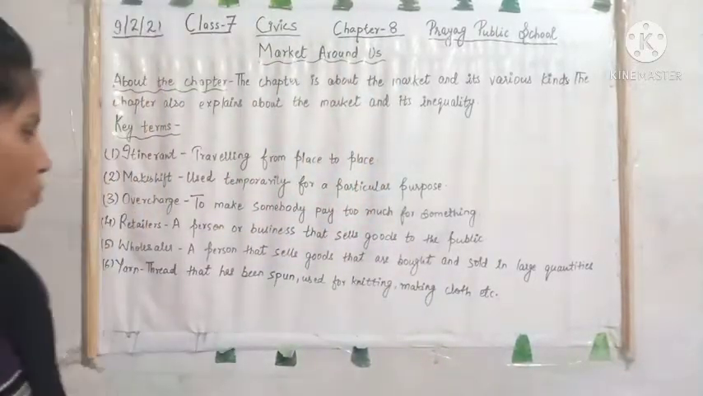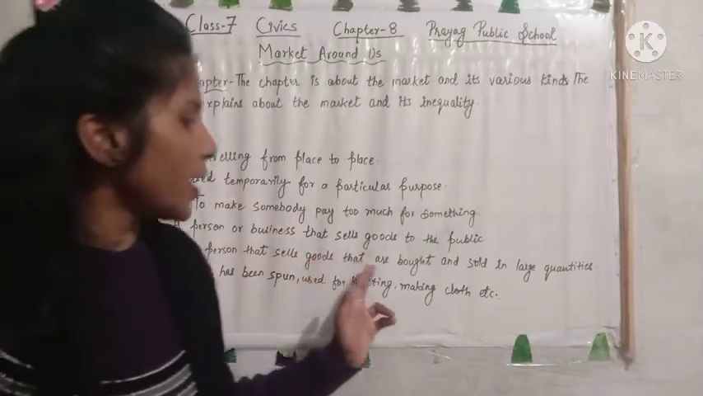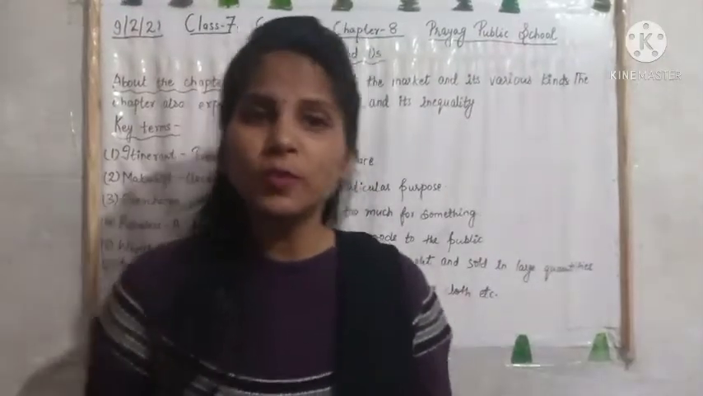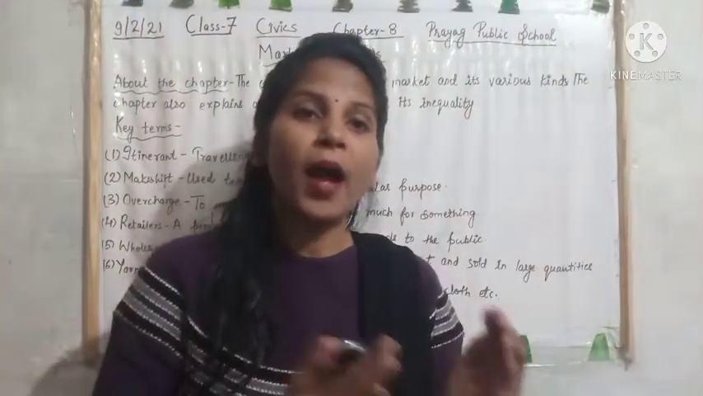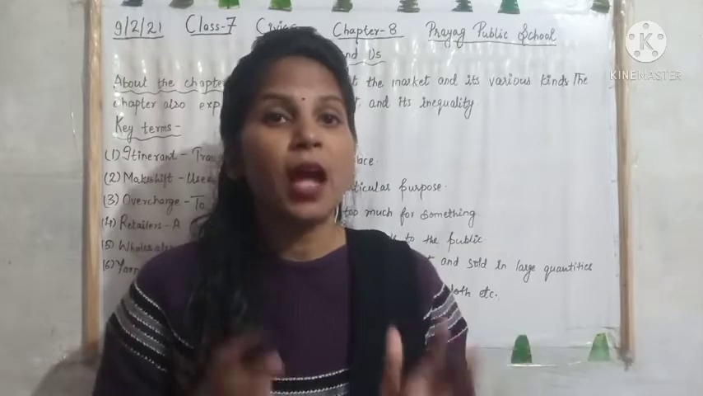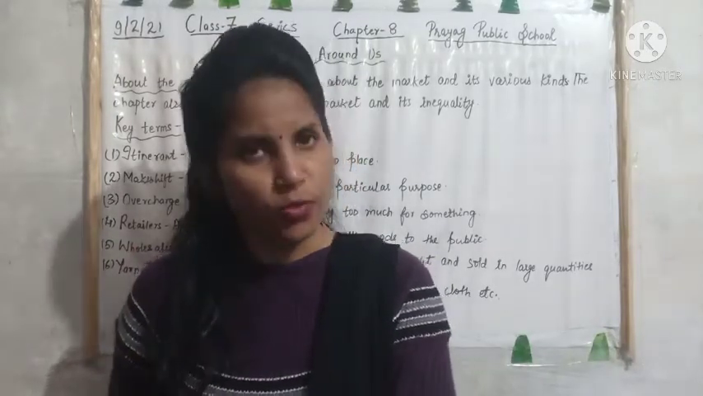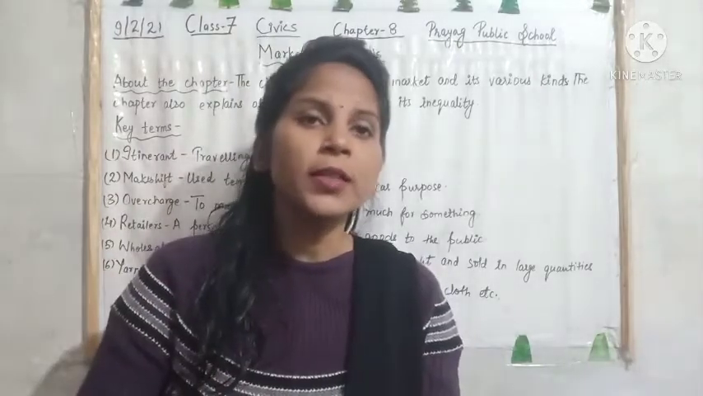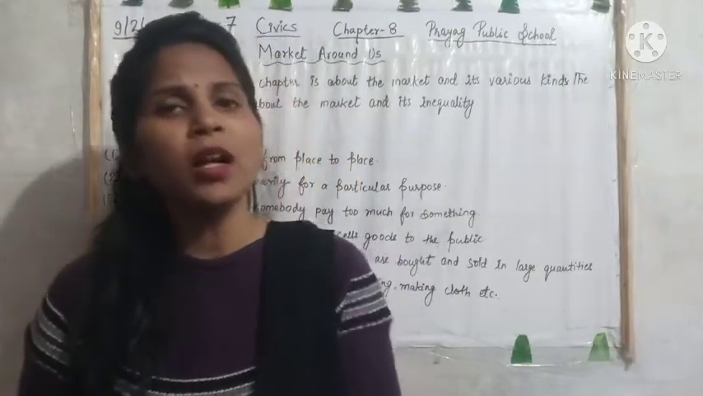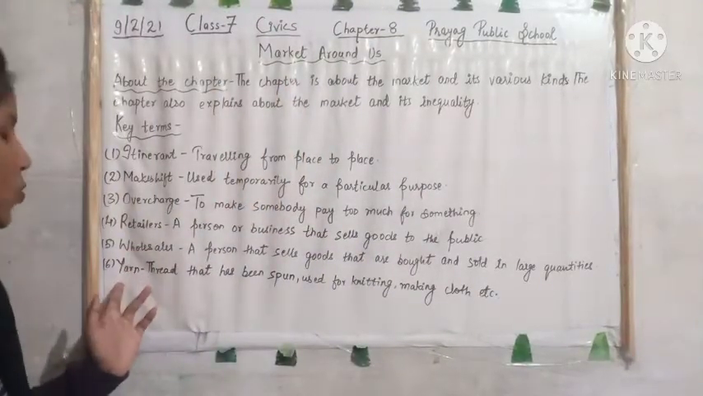Then the next one is wholesaler, a person that sells goods that are bought and sold in large quantities. Wholesalers are those persons who directly buy the goods or products from the manufacturer in large or bulk quantity and store them in their warehouse, and then from the wholesaler it is sold to the retailer and then from the retailer to the consumer, right?